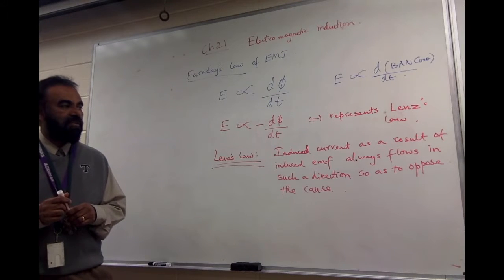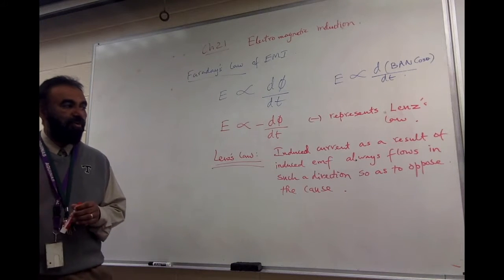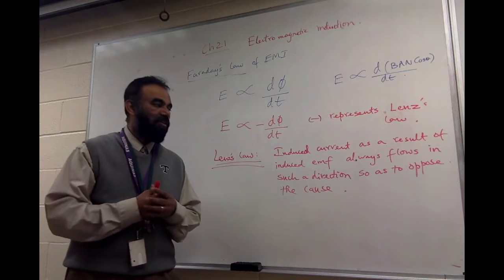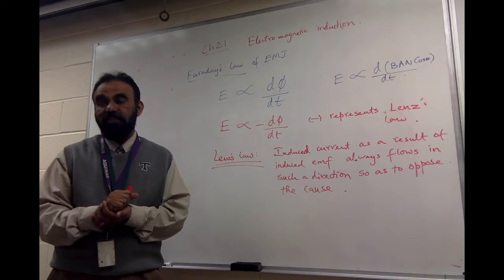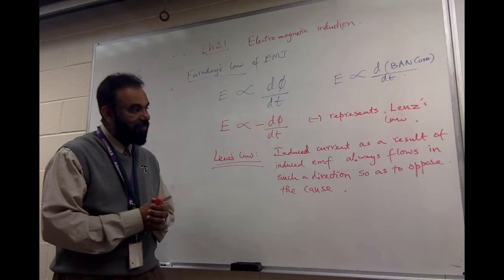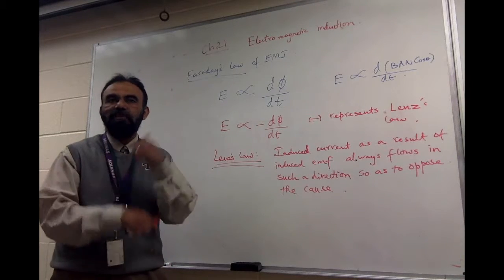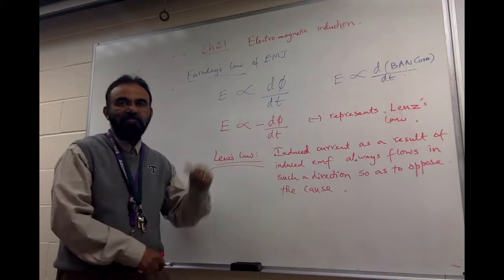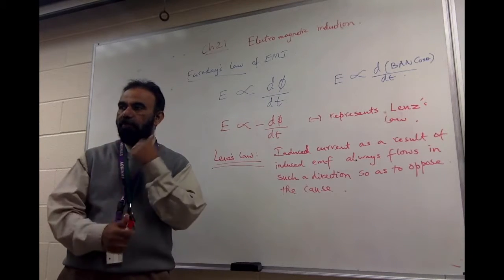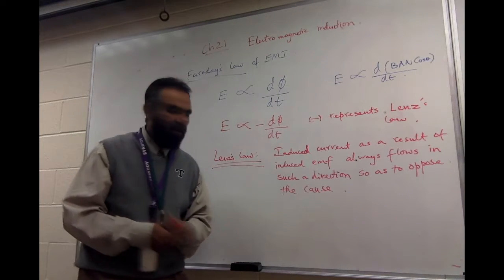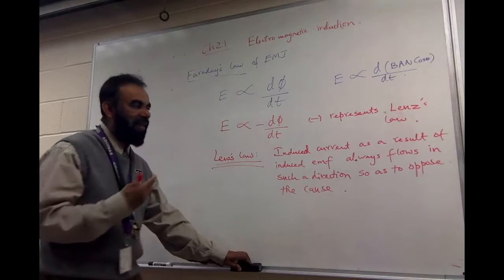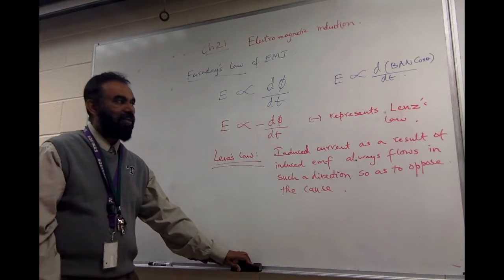The induced current as a result of the induced EMF always flows in such a direction so as to oppose the cause. That's Lenz's law. And that's why the minus sign is sitting there, because it's an opposing thing. So the EMF is sometimes even called the back EMF, like backward. Now, how can Lenz's law be understood better?